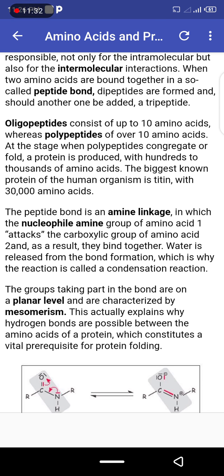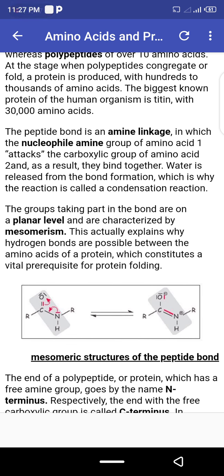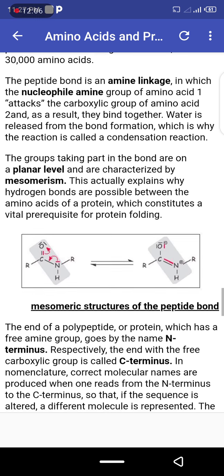At the stage when polypeptides conjugate, a protein is produced with 100 to 1000 amino acids. The biggest known protein of the human organism is titin with 30,000 amino acids. The peptide bond is an amide linkage in which the nucleophile amine group of amino acid 1 attacks the carboxylic group of amino acid 2, and as a result they bind together. Water is released from the bond formation, which is why the reaction is called a condensation reaction.